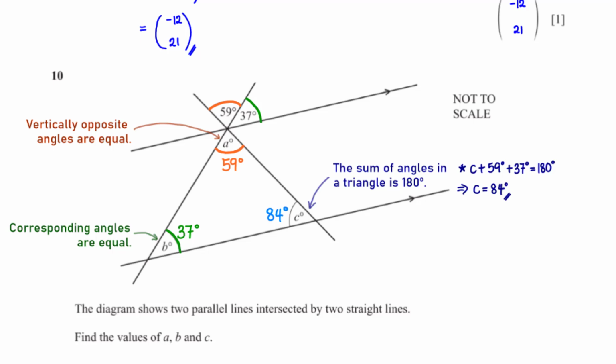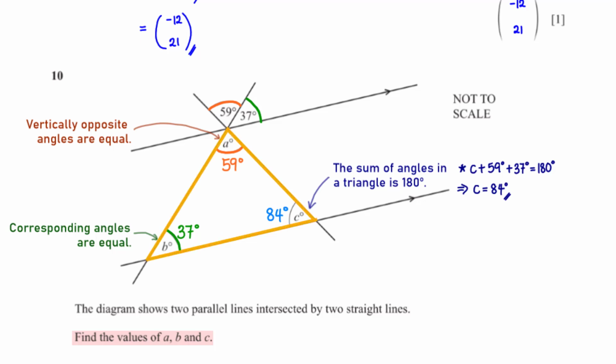The diagram shows 2 parallel lines intersected by 2 straight lines. Find the values of A, B, and C. Vertically opposite angles are equal, so A is 59. Corresponding angles are equal, so B is 37.